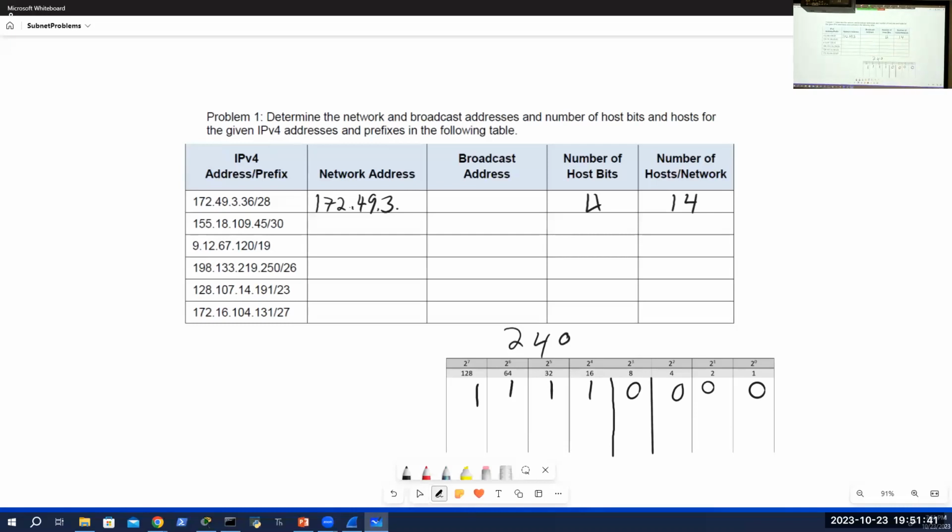So this 172.49.3 network was subnetted like this: 172.49.3.0 was the very first subnet. Then the next subnet, by taking that /28, was 3.16, right? And then 172.49.3.32.